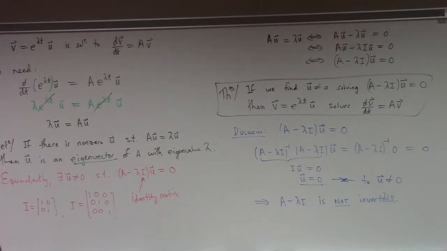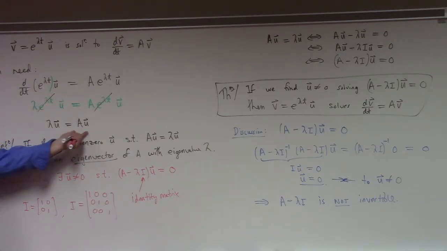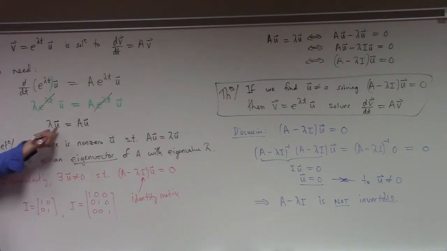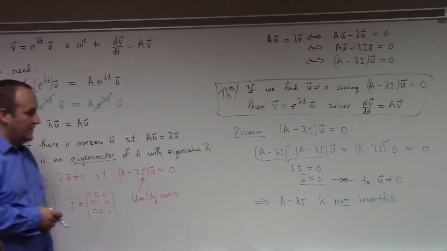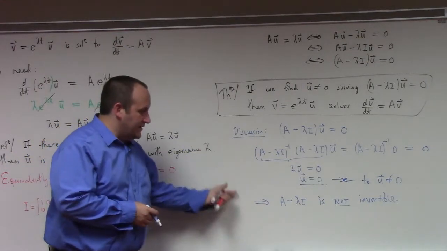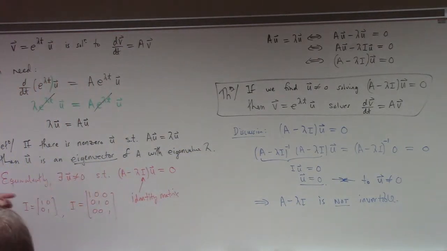Just to recap, we're solving systems today, and we just figured out that if we guess the solution looks like this, then plugging into the differential equation gives us this condition, lambda u equals A u. That makes u, if u is non-zero and solves this condition right here, an eigenvector with eigenvalue lambda. And right now I'm working on deriving how we figure out what lambda should be.